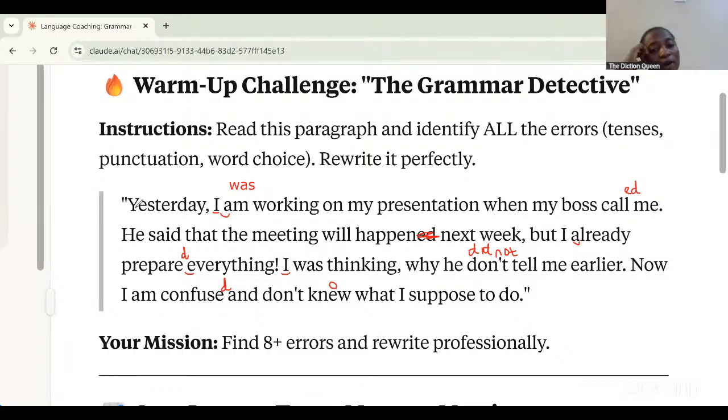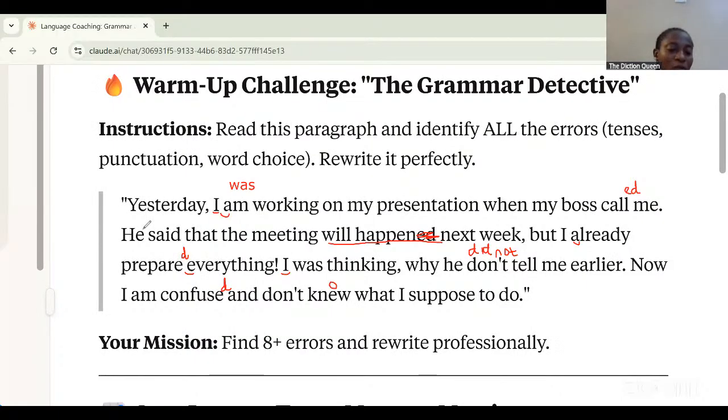Yes, I was working. Words there already show that it's past. On my presentation, when my boss called me, beautiful as well. Called. He said is another verb and it's in the past already. That the meeting will happen next week. Now let's talk about will happen. Is this still in the past? In the future tense, madam. Future, yes. Will shows future. It will happen.